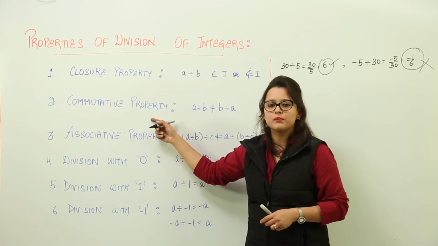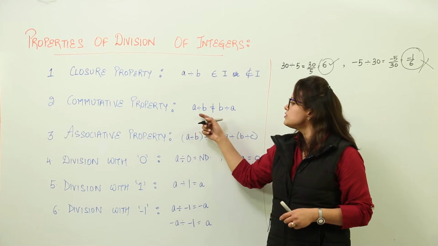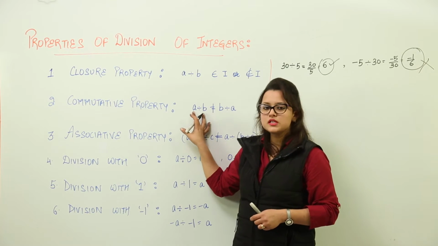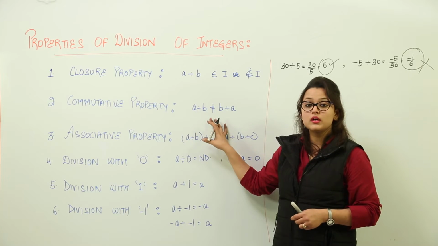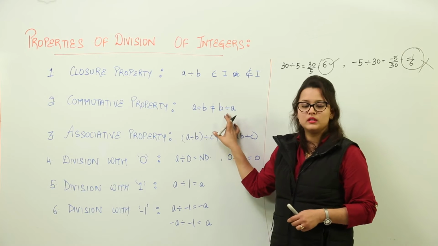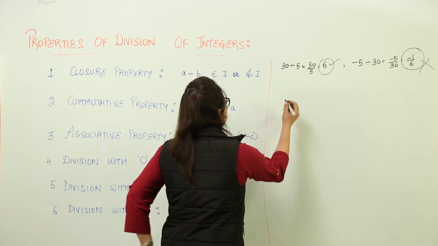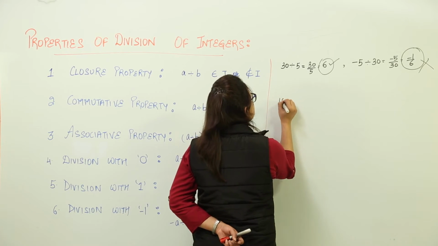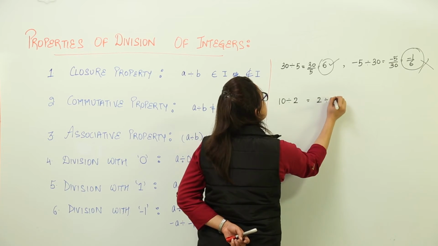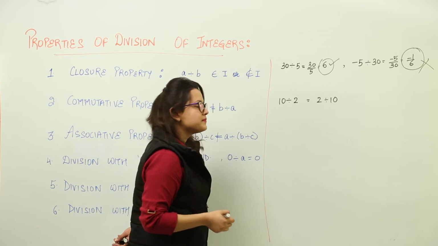The next is the commutative property. In the commutative property, we have the division order. If you divide the first integer with the second one, it will not come equal to the division of the second with the first one. Let us check this. Say for example, you want to do 10 divided with 2 and on the other side you would have 2 divided with 10, right? Let us check.